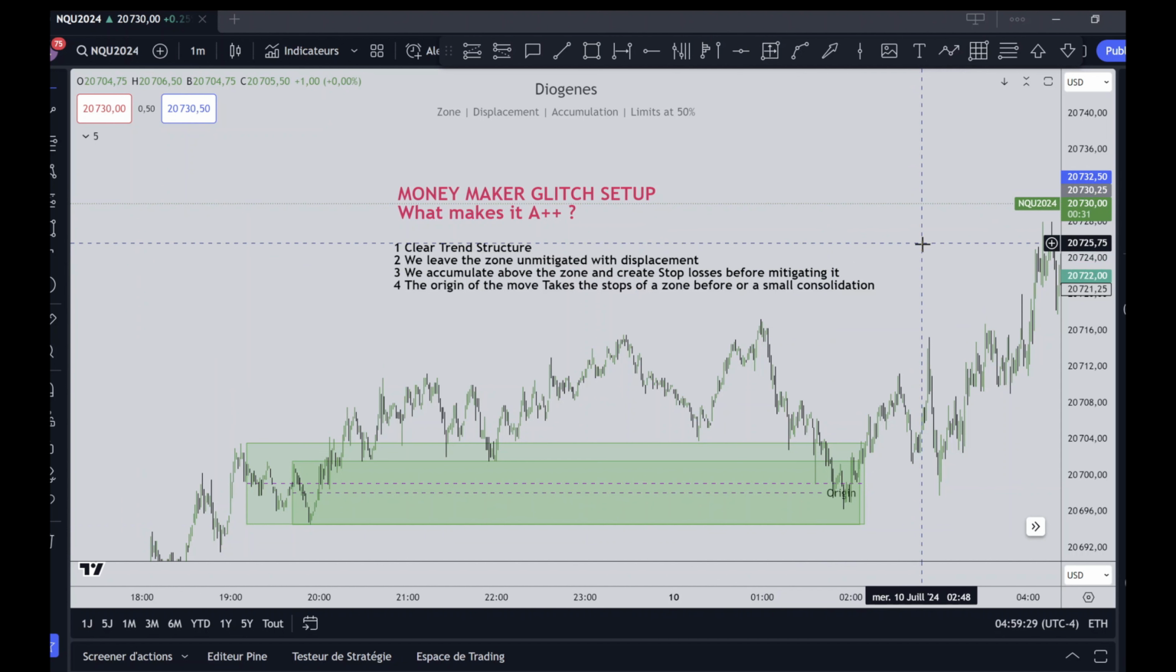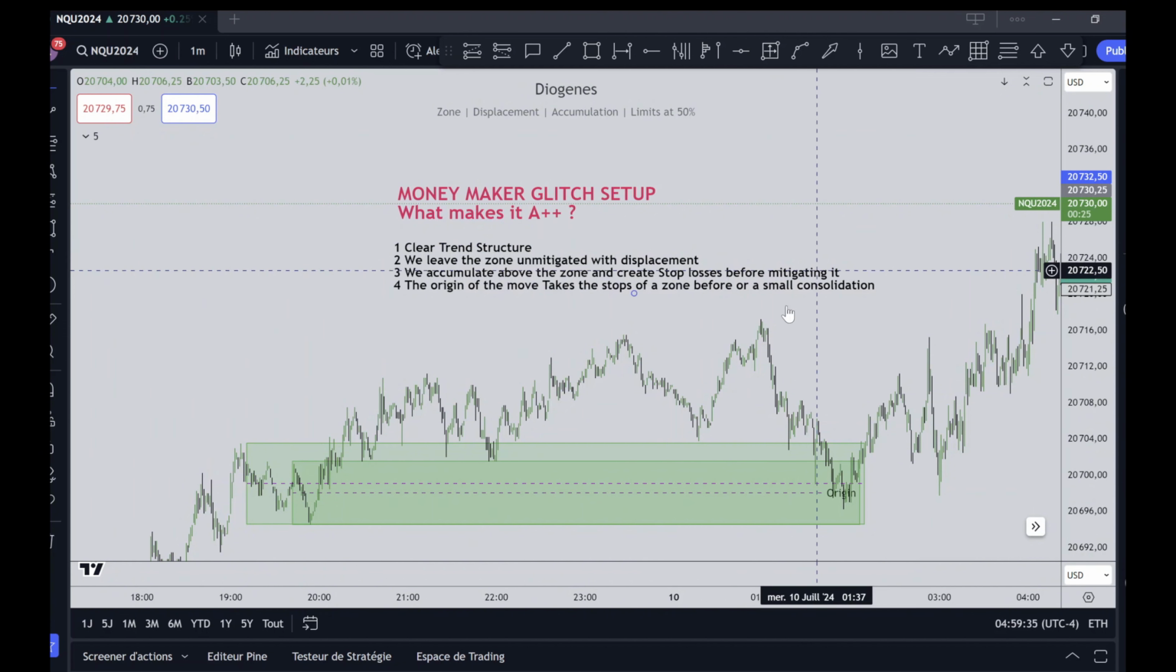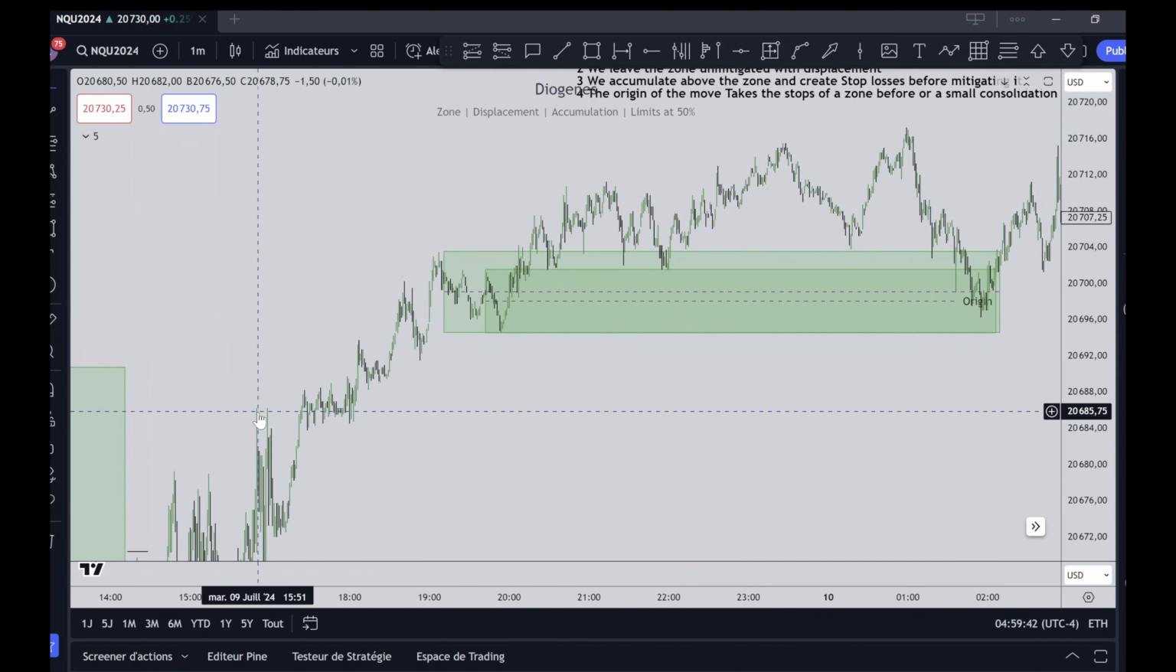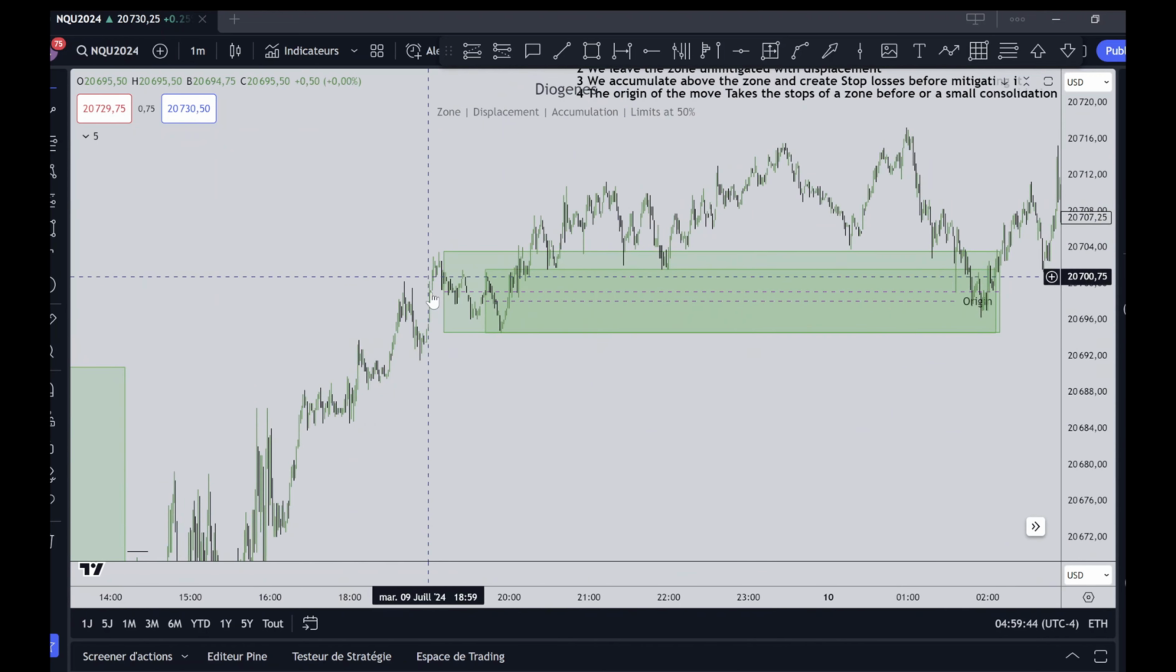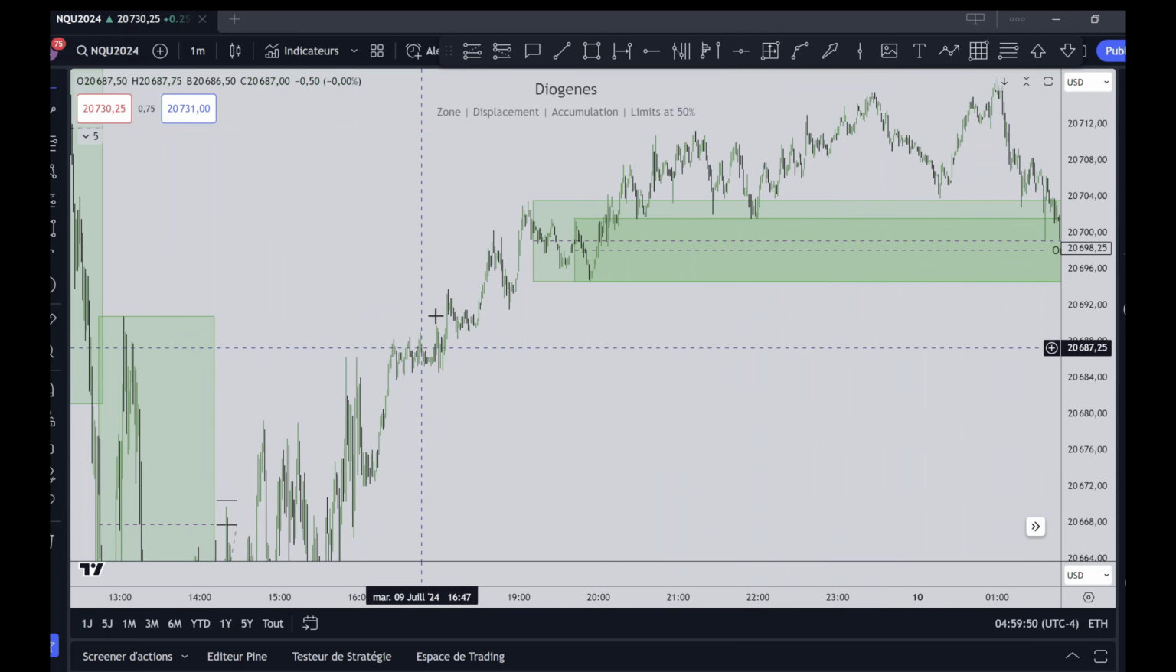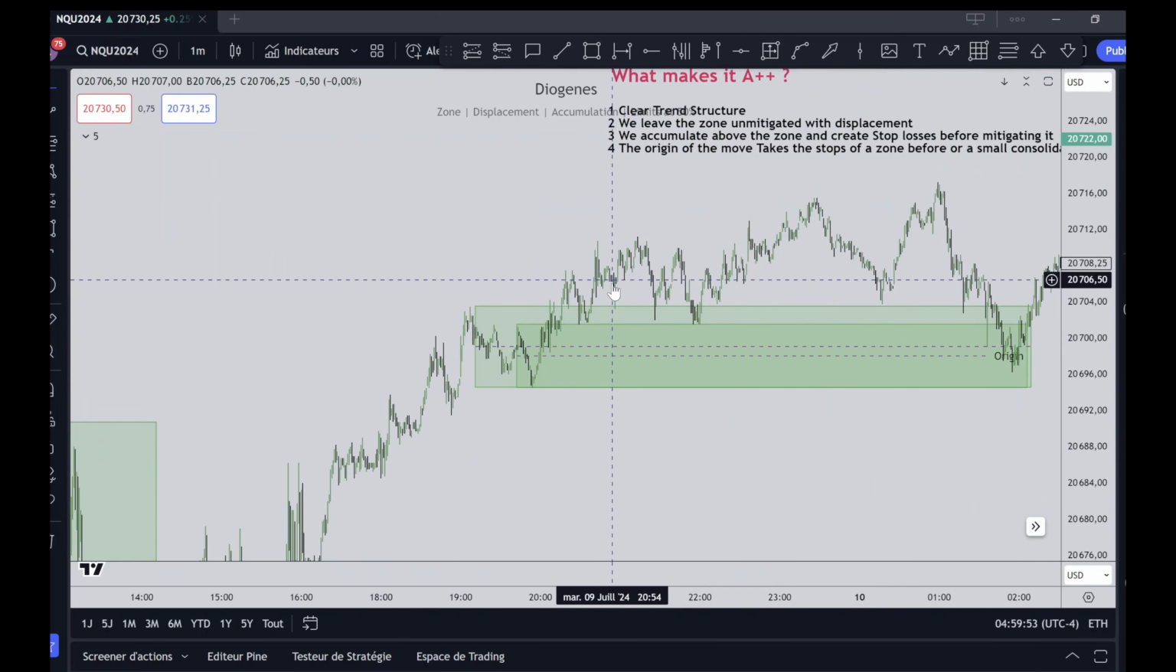Now, let's define what makes a setup A++. We have a checklist that helps us ensure we're only taking the best trades. Number 1. Clear trend structure. Like in this example, we can see that the trend is clearly bullish. You have to make sure we are not in a consolidation environment.